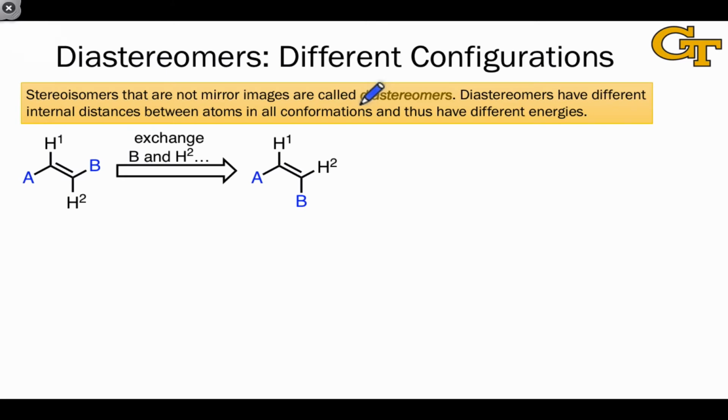Molecules that are related as diastereomers are stereoisomers that are not mirror images. It's that simple. They're defined by what they're not more than they're defined by what they are. And the reason identifying them as not mirror images is important is because it logically tells us that the internal distances between atoms in the two structures must differ. This means that the two molecules have different energies, and we'll explore the implications of this in a later video in this series.